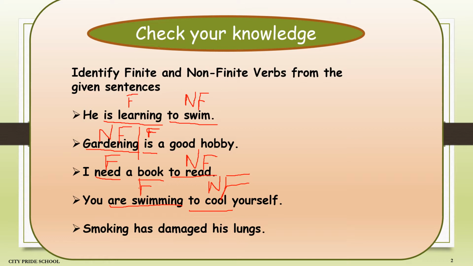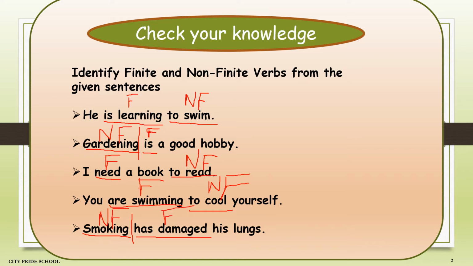Then the last sentence: Smoking has damaged his lungs. Now smoking appears to be a verb. I will underline it. Then has damaged again is a verb. Smoking here is actually the name of an activity. It is an activity which has damaged his lungs. So smoking here is acting as a noun. So it becomes a non-finite verb. Yes. And has damaged is present perfect. Since it is indicating the tense, it is a finite verb.